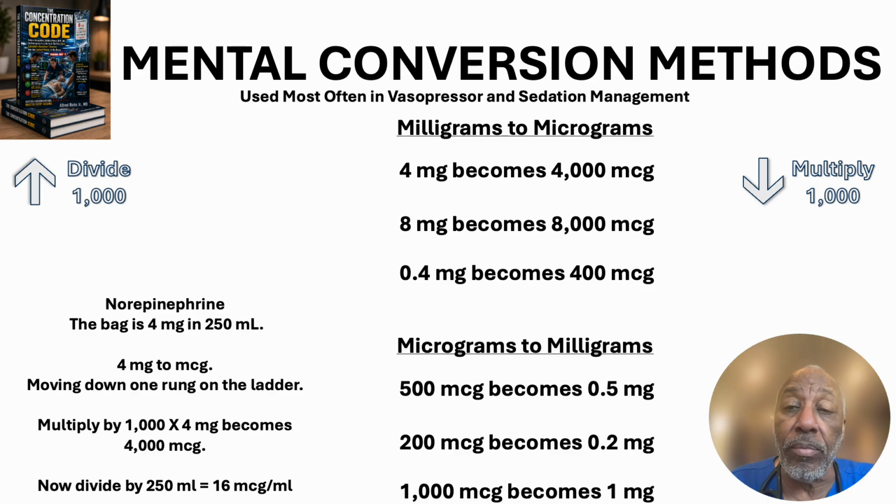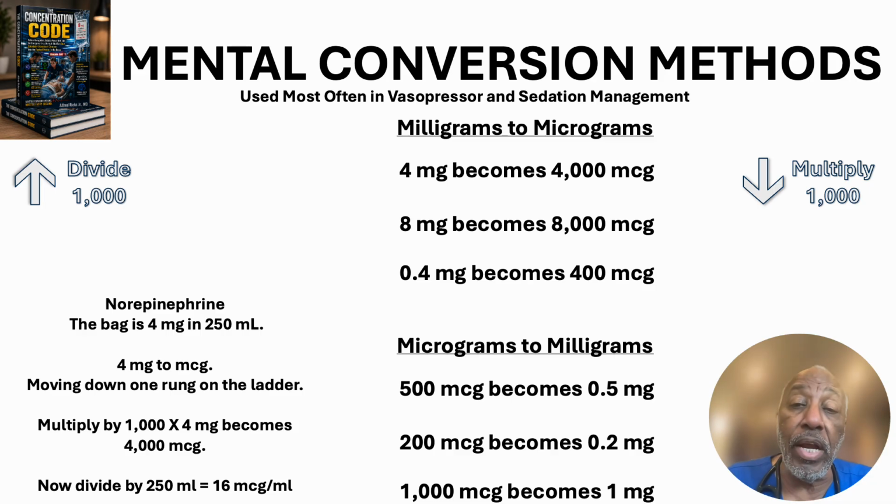Micrograms to milligrams is the reverse. You're moving up one rung. Divide by 1,000. The mental shortcut is to drop 3 zeros or shift the decimal 3 places left. 500 micrograms becomes 0.5 milligrams. 200 micrograms becomes 0.2 milligrams. 1,000 micrograms becomes 1 milligram.